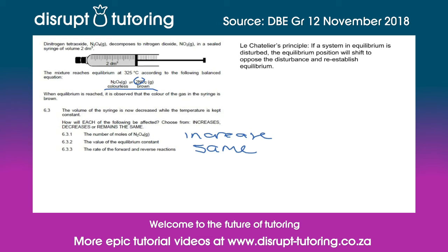For the third one, the rate of the forward and reverse reactions, an increase in pressure will increase the concentration of the substances, and an increase in concentration will increase the number of effective collisions, thereby increasing the reaction rate of both the forward and the reverse reactions. So even though the reverse reaction is favored and will proceed faster than the forward reaction because of the increase in the number of moles per unit volume, both of the reaction rates will increase.